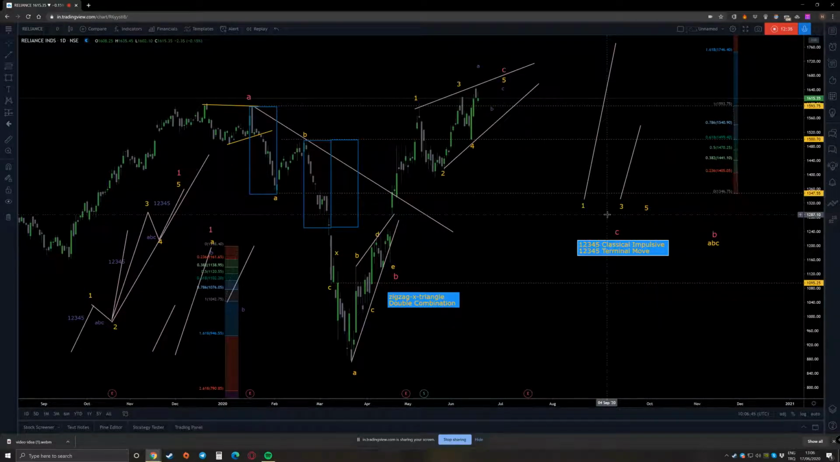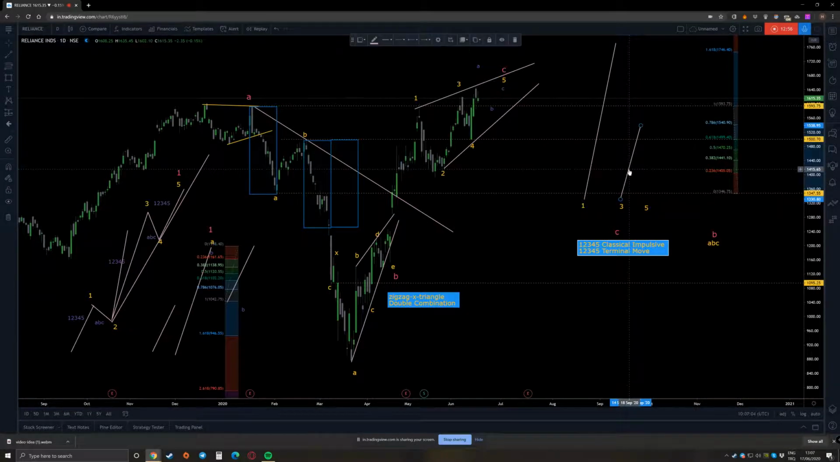So what do you do? Well, in our case, 1 is the largest one. And actually, in a terminal move, the most common one is the first wave being the largest. For example, in a classical move, the most common one is the third being the largest. And after this, you have a third wave. Now, the third wave, just like the classical impulse move, cannot be the shortest.